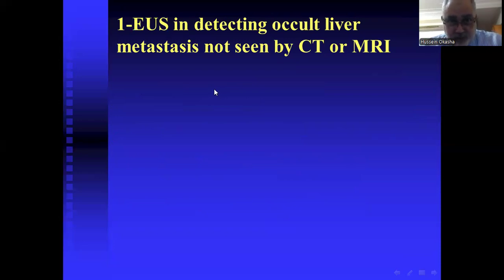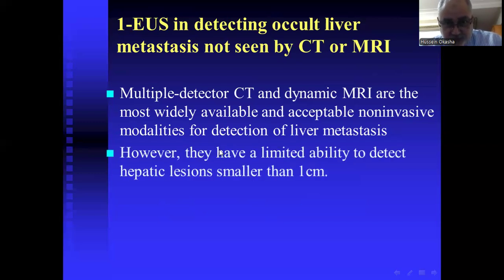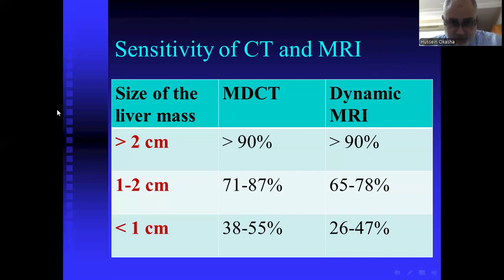Let us start with the role of EUS in detecting occult liver metastasis not seen by CT or MRI. We all admit that multiple detector CT and dynamic MRI are the most widely available and acceptable non-invasive modalities for detection of liver metastasis. However, they have a limited ability to detect hepatic lesions smaller than 1 centimeter. And of course, the detection of an occult liver metastasis could have a major impact on staging of malignancy and changing the management plan.